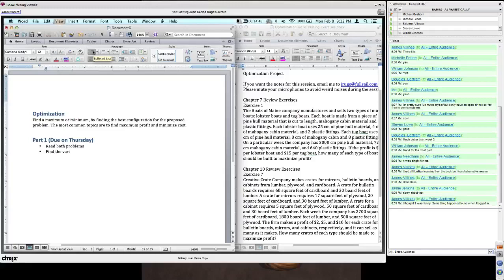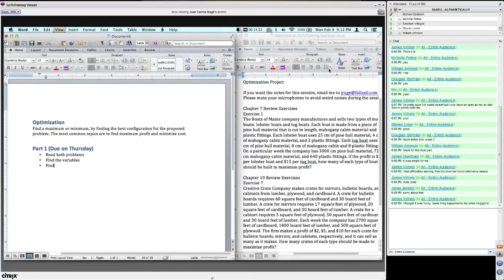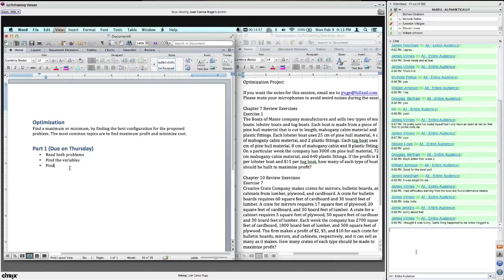Variables for the problems. Find the variables, find the formula for the objective function, and then find the constraints. So those are the four things you have to do for this week.